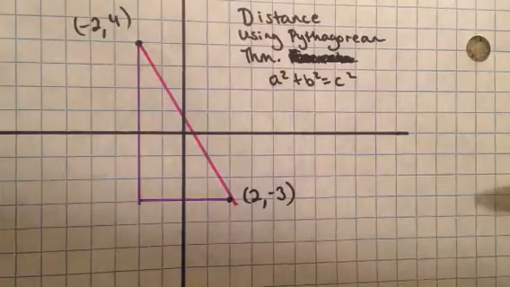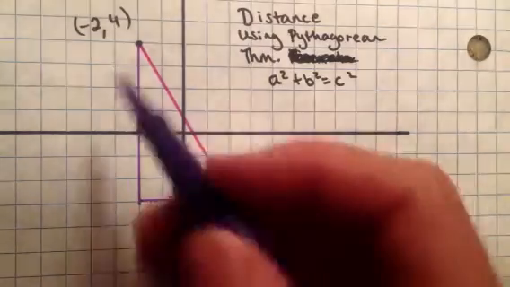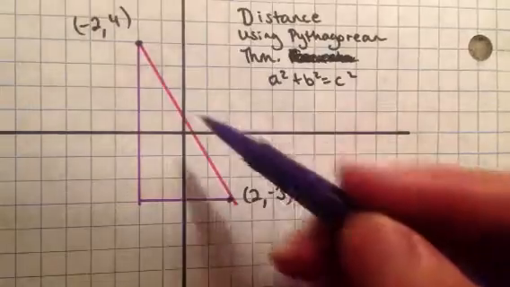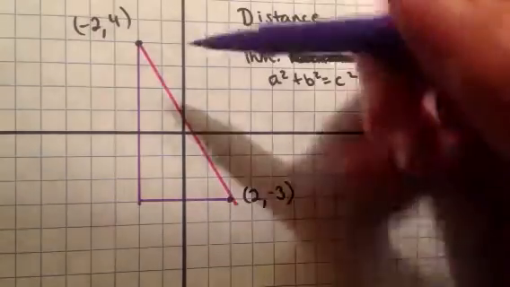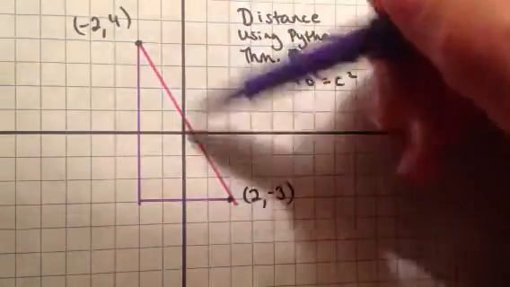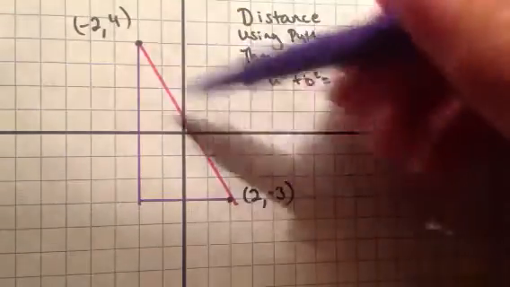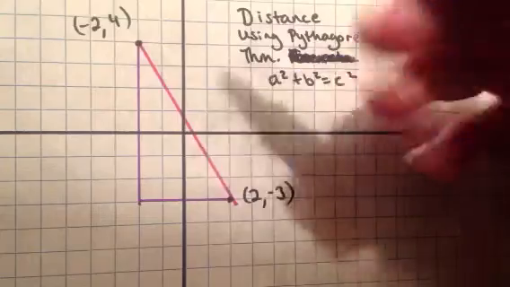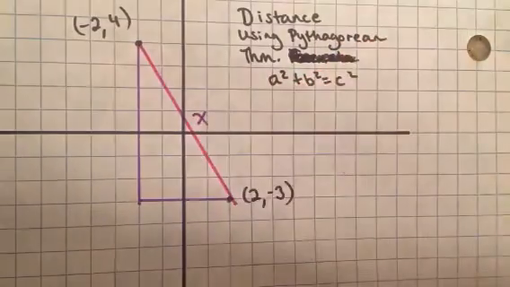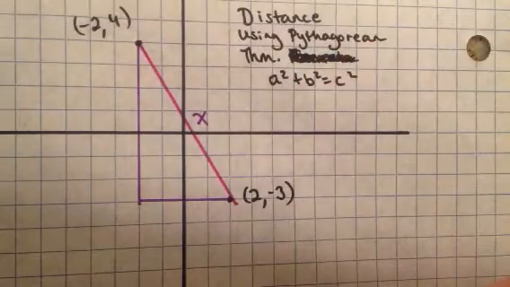We're going to still talk about the distance between any two given points. So if I'm trying to find the distance between these two points, negative 2, 4, and 2, negative 3, obviously I'm trying to find the length of this pink line here. The distance is the straight line between the two given points, and I want to find the length of that line. So I'm going to just call it x here. So I'm trying to find the value of x.